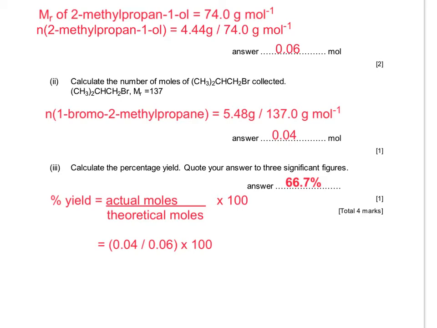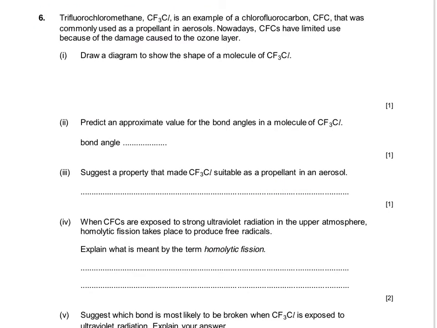Right, okay, so let's see what the next question brings. So this one says trifluorochloromethane is an example of a chlorofluorocarbon that was commonly used as a propellant in aerosols. So it asks you to draw the shape of a molecule. So show this shape. What that doesn't mean is simply draw the displayed formula. You must show the three-dimensional shape.